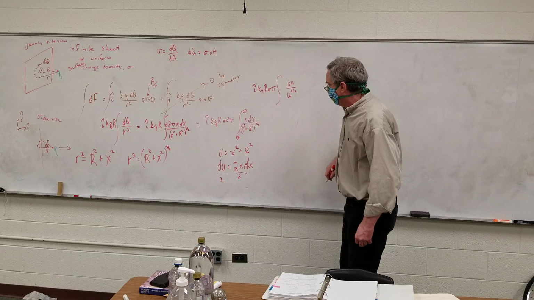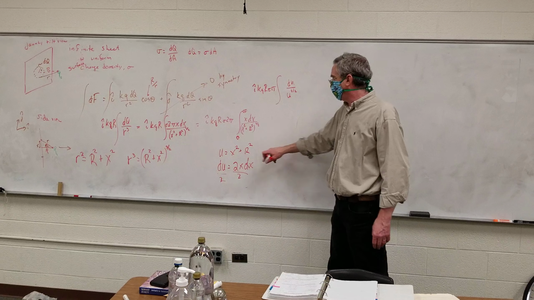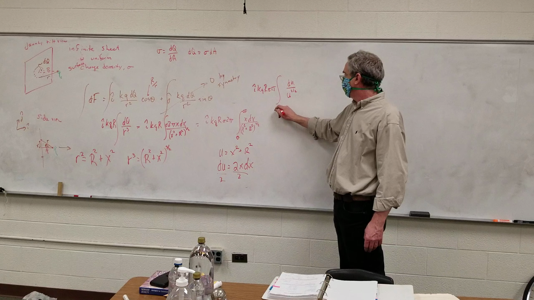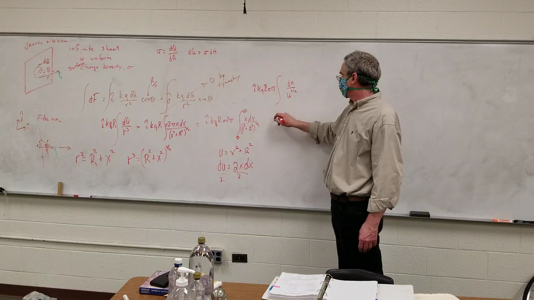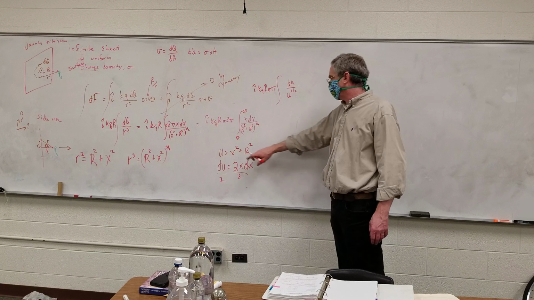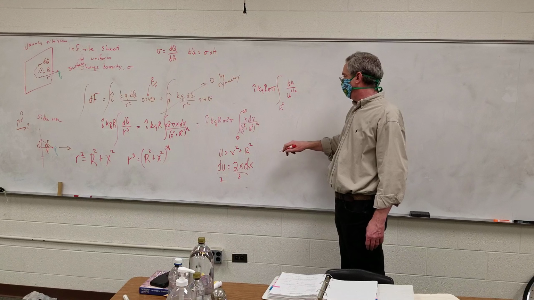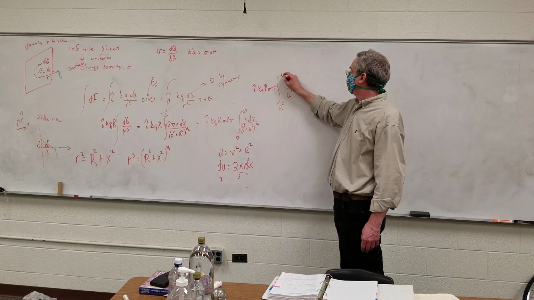Okay. So if I plug in 0 into this, I get r squared. So when x is 0, u is r squared. And when x is infinite, u is infinite.